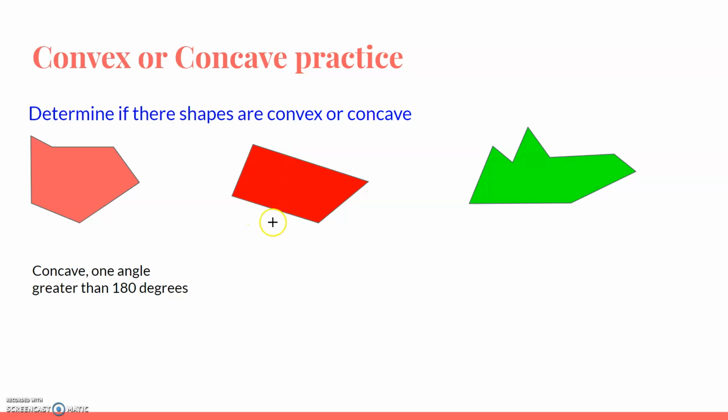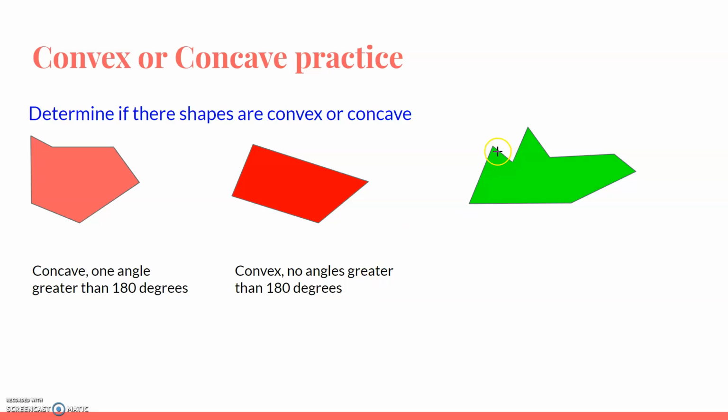Next shape. Here you can see that there's one obtuse angle and almost one right angle and 2 acute angles. So this is a convex shape because there are no angles greater than 180 degrees.